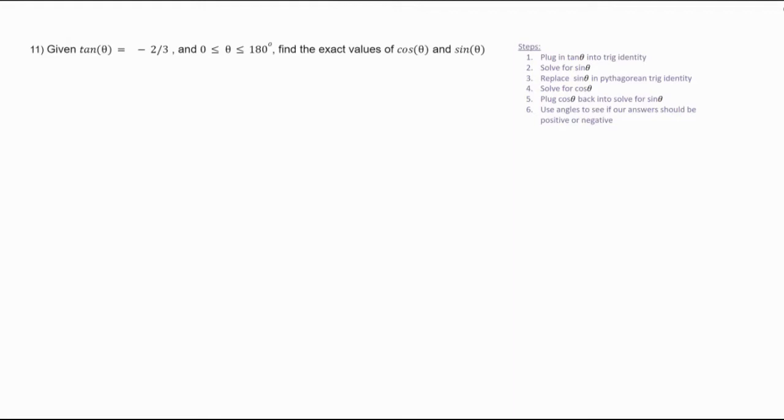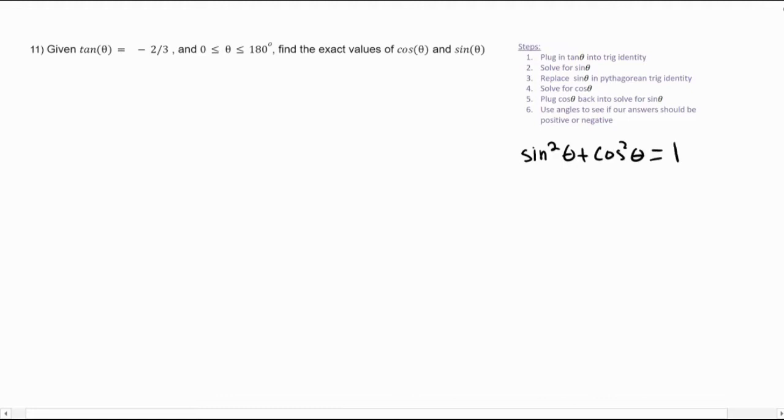Here we are given tangent of theta, and we are asked to find cosine and sine of theta. A couple things here that we're going to need to know beforehand. If you don't have these written down somewhere or you don't remember them, the first trig identity that we've talked about is sine squared theta plus cosine squared theta equals 1.